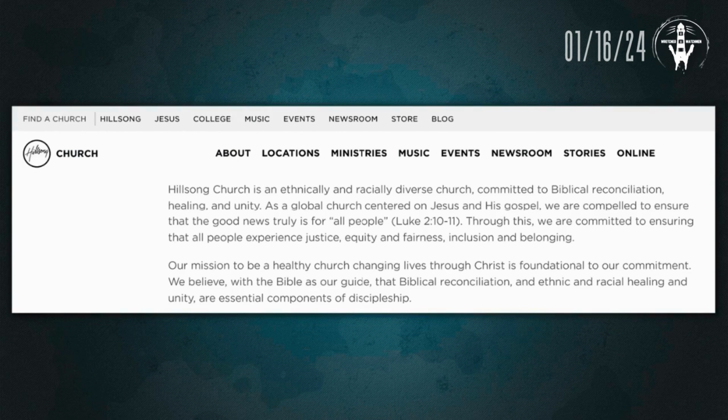Hillsong Church is an ethnically and racially diverse church committed to biblical reconciliation, healing, and unity. As a global church centered on Jesus and his gospel, we are compelled to ensure that the good news truly is for all people. Yeah, they don't mean it in the way that the Bible is saying it. No, they're talking about races. Through this, we are committed to ensuring that all people experience justice, that's social justice, equity and fairness, inclusion and belonging. Our mission to be a healthy church changing lives through Christ is foundational to our commitment. We believe, with the Bible as our guide, that biblical reconciliation and ethnic and racial healing and unity are essential components to discipleship. Let's keep going.